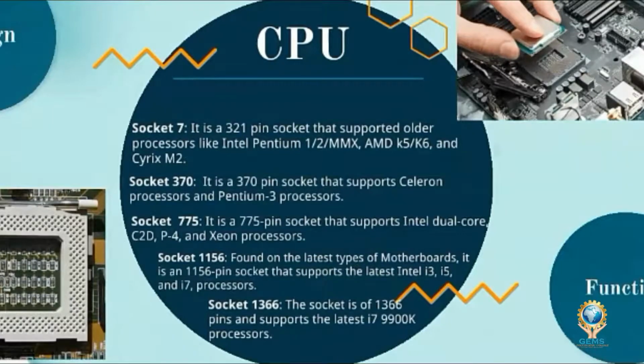1156 socket was found. This type of socket is also found in the latest types of motherboard that we use today. It has a 1156 pin socket that supports the latest Intel i3, i5 and i7 processors. Means all the modern motherboards normally have this number of pins.